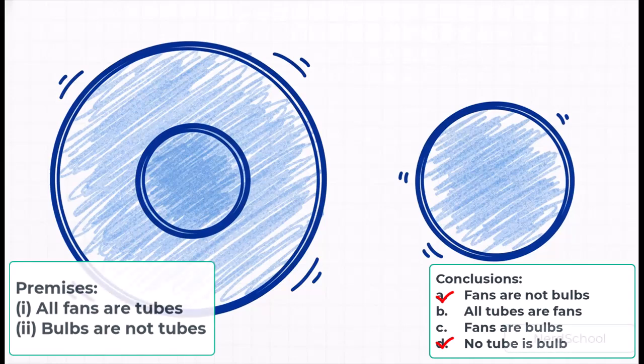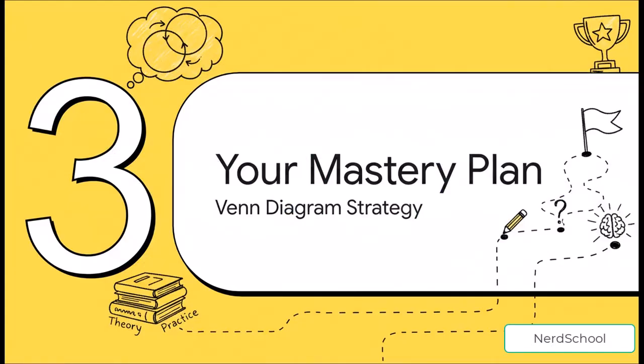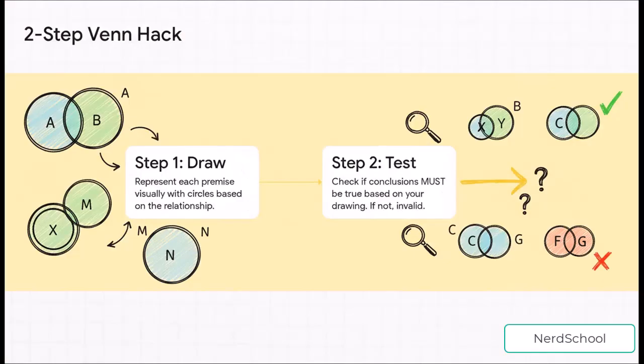So there you have it. You've seen the theory and you've seen how it completely demolishes real exam questions. So now let's just boil this whole strategy down into a super simple plan that you can take with you right into the exam hall. This is it, your two-step hack, and it's really this simple. Step 1, draw the premises. Just read the statements and draw the circles exactly how they say, whether inside, overlapping, or totally separate.